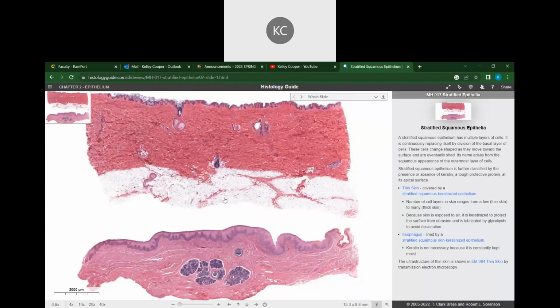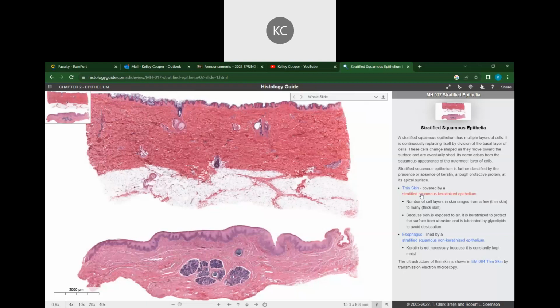Now, stratified squamous, you would think, based on the name, that all the cells would be perfectly flat. That's not exactly the case. The cells near the surface, the apical surface, are relatively flat and squamous shaped, but the cells at the basement layer, the basal layer, are more kind of rounded or cube shaped. Okay, so keep that in mind.